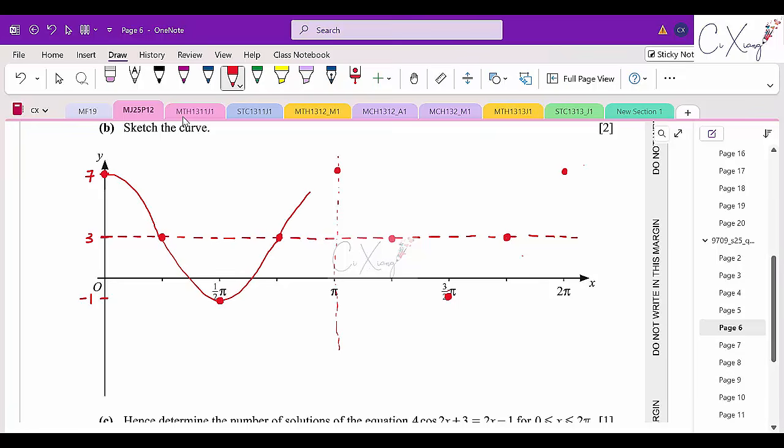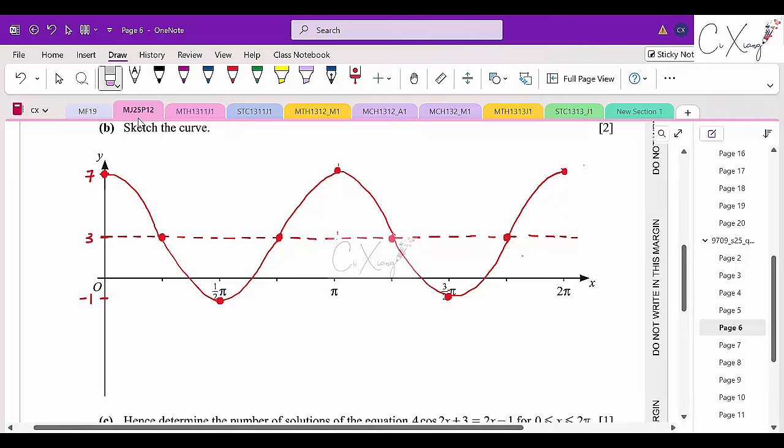If you try to draw it, you can see that this is one cycle of the cos graph, then the second cycle is this one. So this is how your graph should look. My graph is not perfect, but at least I try to show all the important points. Double check: do you have two cycles from 0 to 2 pi? Is your maximum point at 7? Is your minimum point at -1? Is your center line at y equals 3? Basically, this is how we sketch part B for the graph.